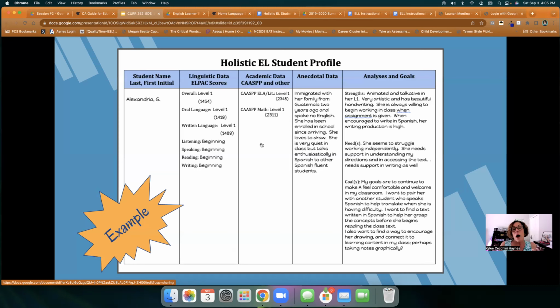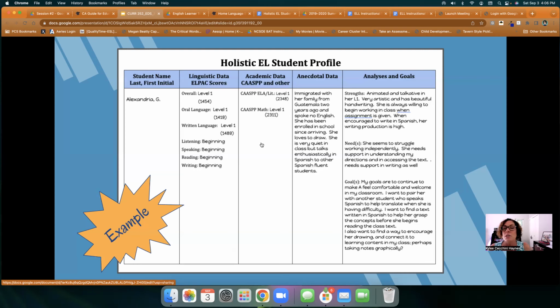Is this important? I think it's important because we want to build on our students' strengths. So to be able to identify something she loves to do, she likes to talk. She's social, but she's social in her primary language because that's what she's most comfortable in. So I think what you can put in for anecdotal data is something that just kind of shows that student. And it's a springboard then for coming up with our strengths and our needs.